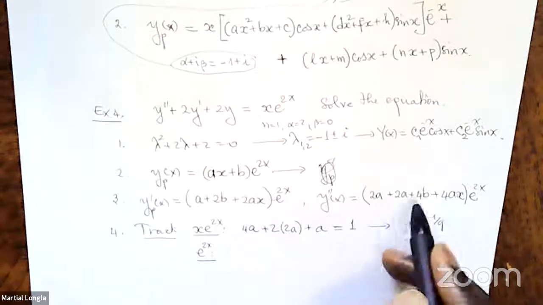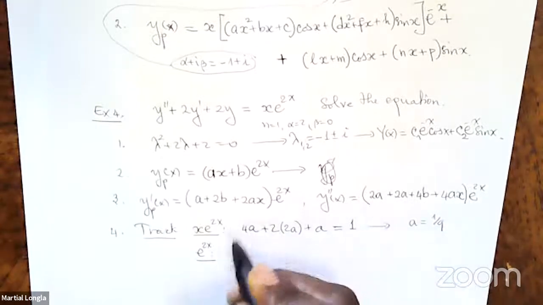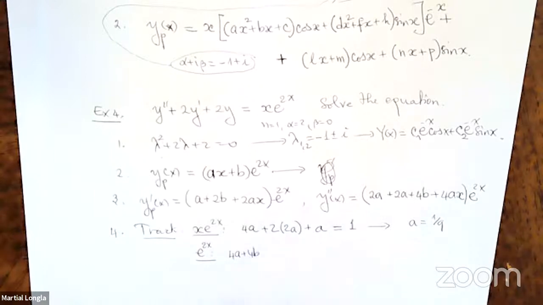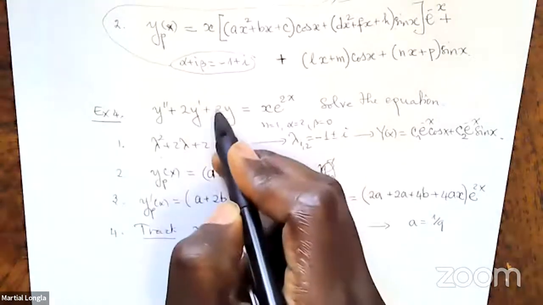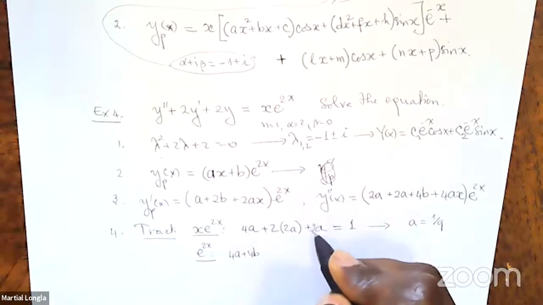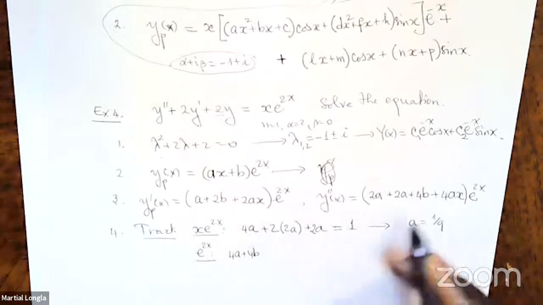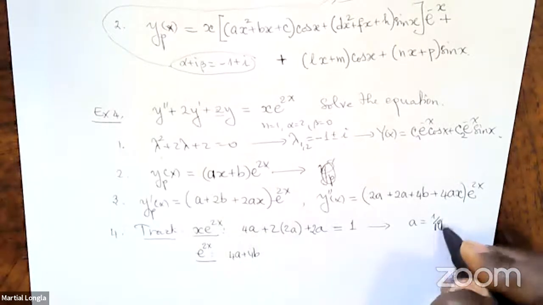Then you go to e to the 2x. That's 4a plus 4. Would it be 2 times the coefficient from the original function? Oh, that's 2, right? You're right. It's 2. So that's going to be 9, 10, 1/10. Thank you.